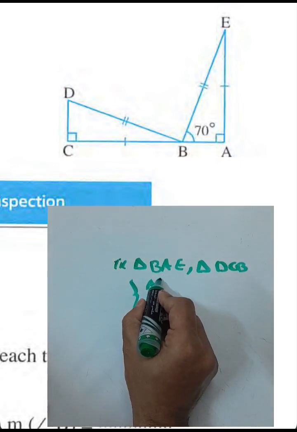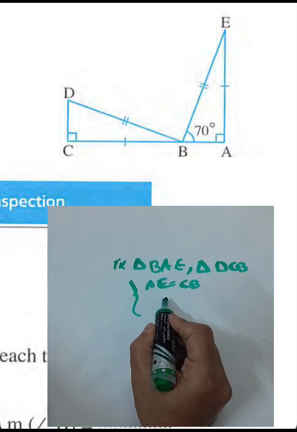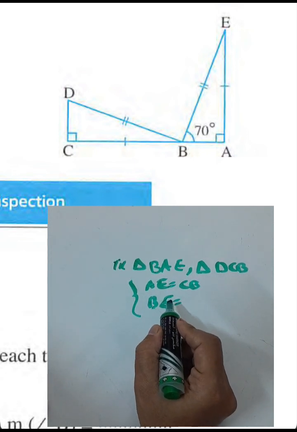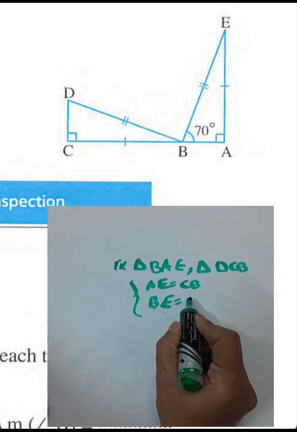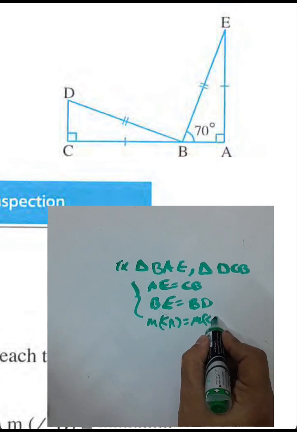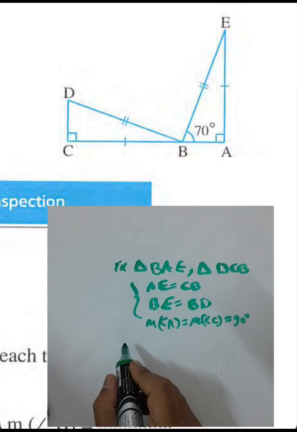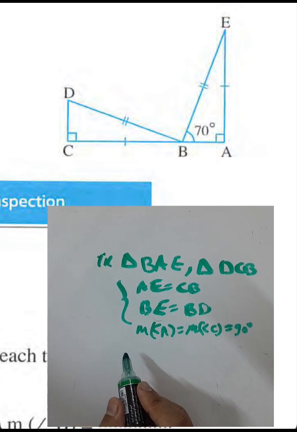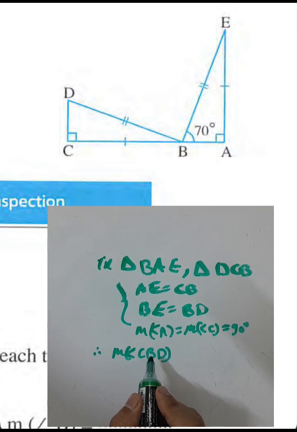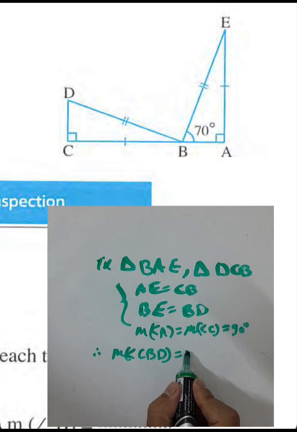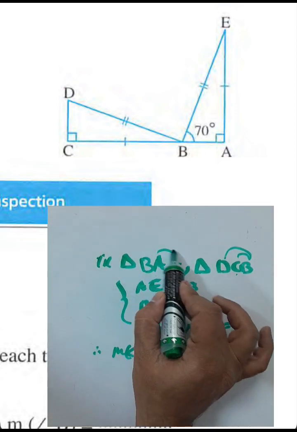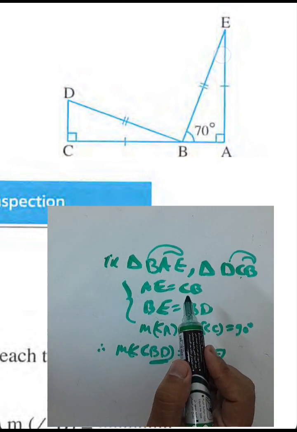Why? Because he gave us AE equal to CB, and BE equal to BD. And the measure of angle A equals the measure of angle C equals 90 degrees. Triangles, okay. Then the measure of angle CBD will be equal to the measure of angle E. Again, look here, CBD and AEB, these angles, E equals what?